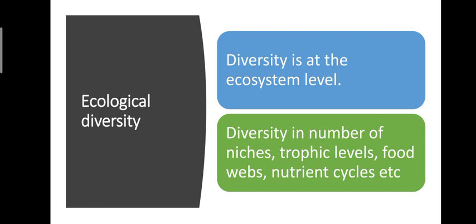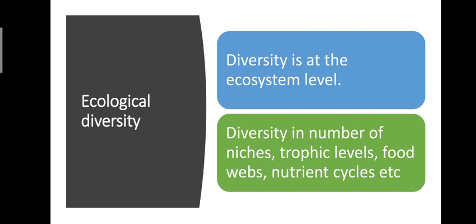Now what do you mean by ecosystem? An ecosystem is nothing but developing a good harmony with the surrounding environment. Developing positive interaction with the surrounding environment is known as an ecosystem.